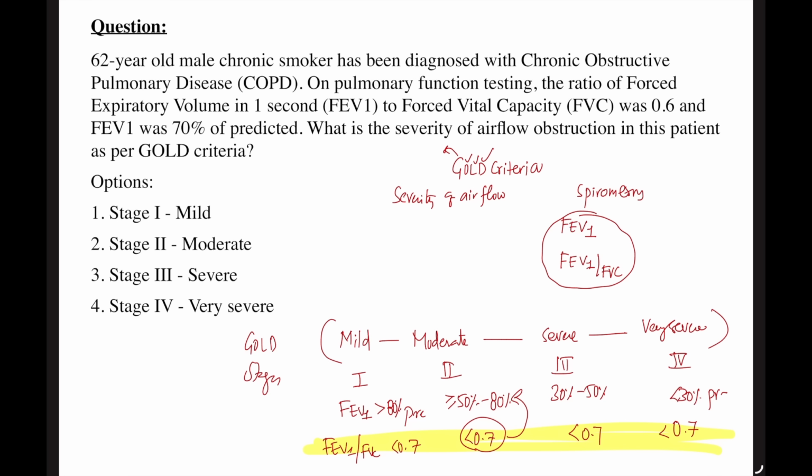So FEV1 by FVC, if it is less than 0.7, indicates obstructive lung disease. And if FEV1 is between the predicted value of 80 to 30 percent, the GOLD stage is decided based on that. Here, the FEV1/FVC ratio is 0.6, that is less than 0.7, fine. If FEV1 was 70% predicted, that means it is falling in the moderate range, that is moderate severity of COPD, that is stage 2 as per the question.